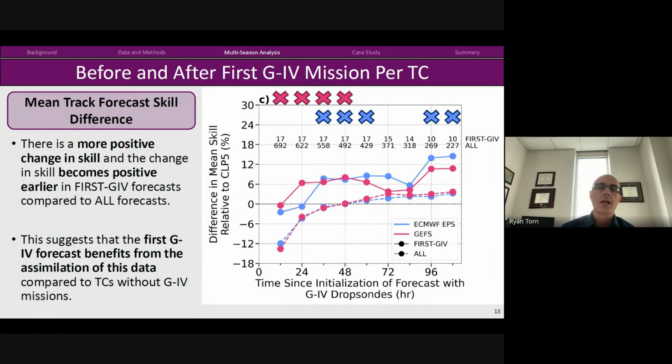Now we're looking at the difference in forecast skill relative to the forecast before that versus all forecasts that occur in the Atlantic Basin. Here, positive values mean a more skillful track forecast than the cycle before that. So you see that the first cycle with the G4 data is producing more skillful forecasts relative to just a random forecast in the basin that you're getting from all observations. So again, indicating, or suggesting at least, that first forecast with the G4 data really benefits from the introduction of that observation. Next slide, please.